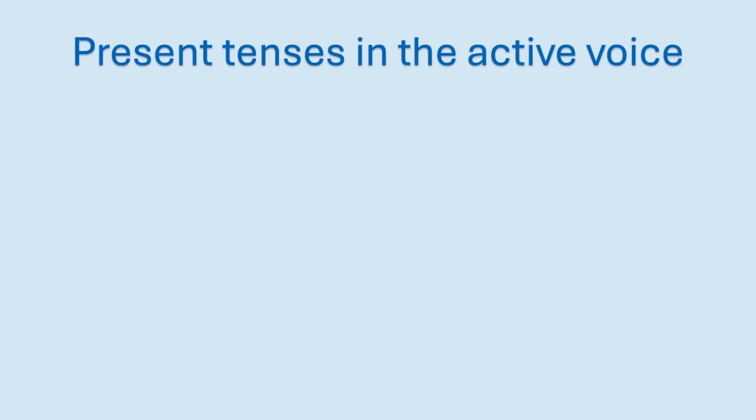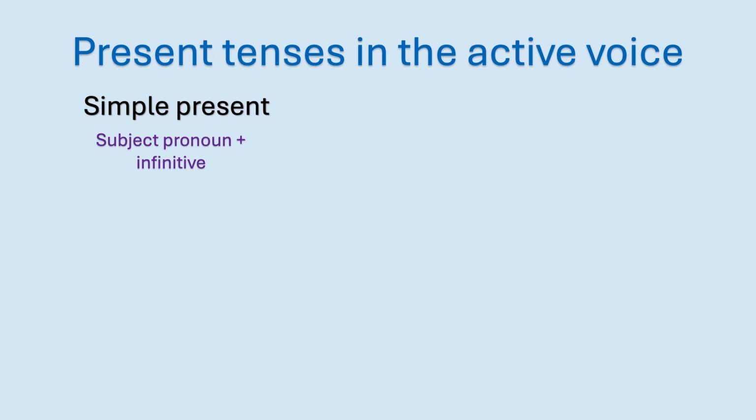Let's quickly look at the formation of each present tense in the active voice. Simple present. For most verbs, this is simply the subject pronoun plus the infinitive. I give, you give, we give, they give. For the third person singular pronouns, you usually add s to the infinitive. He gives, she gives, it gives.